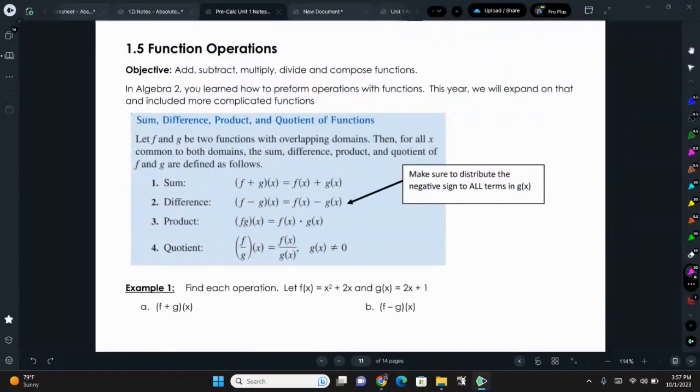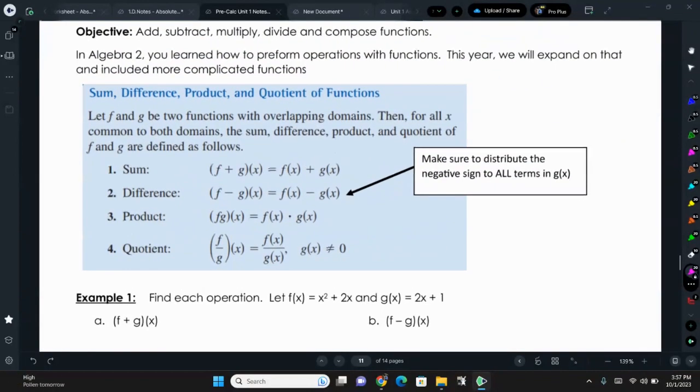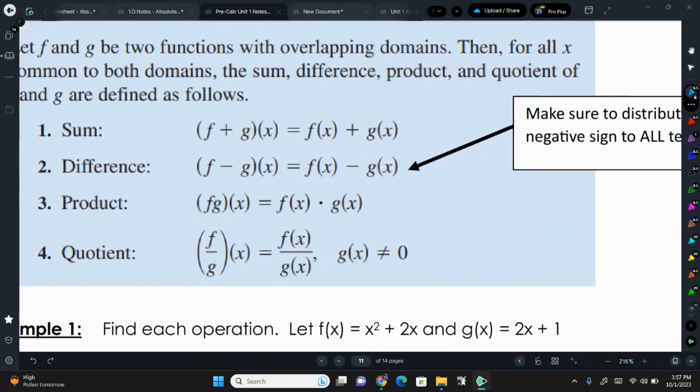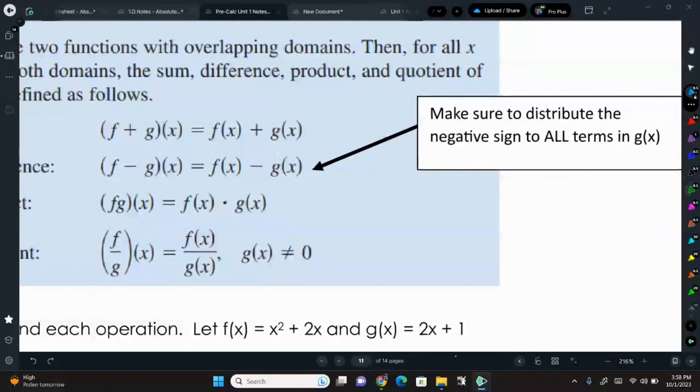So section 1.5 is about function operations: adding, subtracting, multiplying, and dividing polynomials, and then also looking at the composition of functions. So I think we're in good shape with adding functions. We just combine the two functions and add like terms. When we subtract, we have to make sure to distribute the negative sign to all terms. That has been an issue for us that we're going to have to come to grips with.